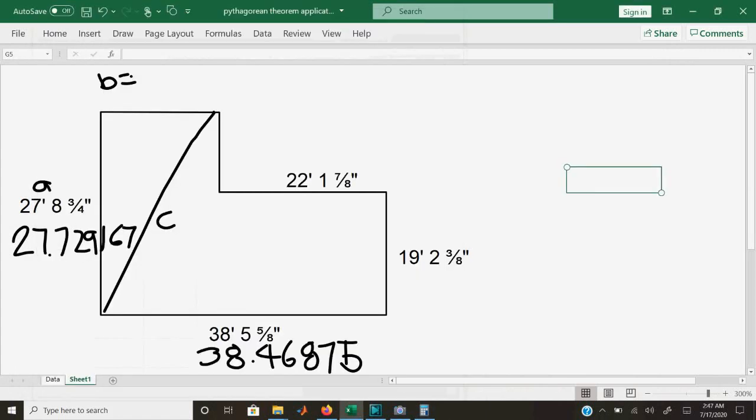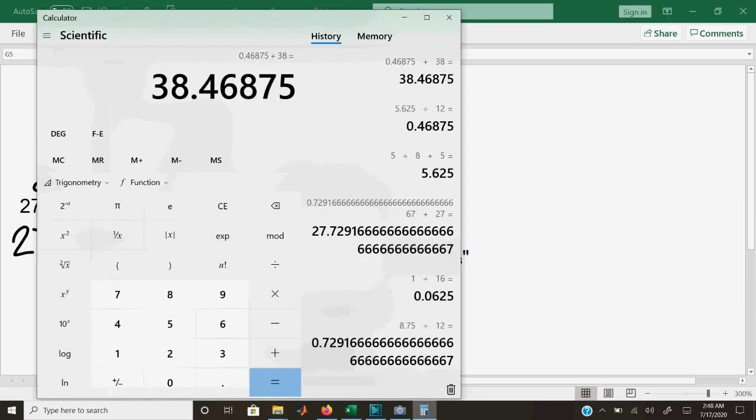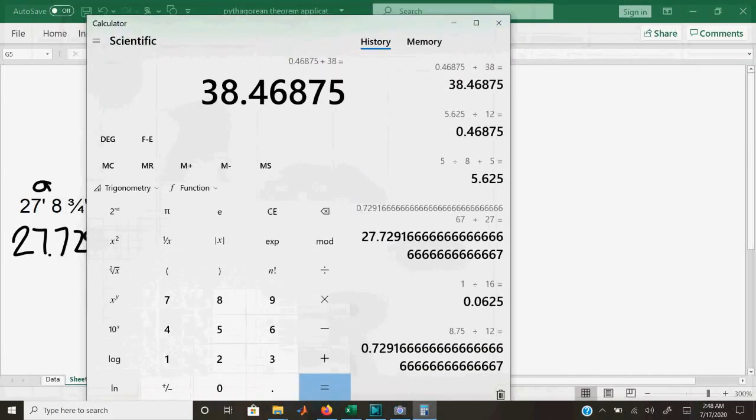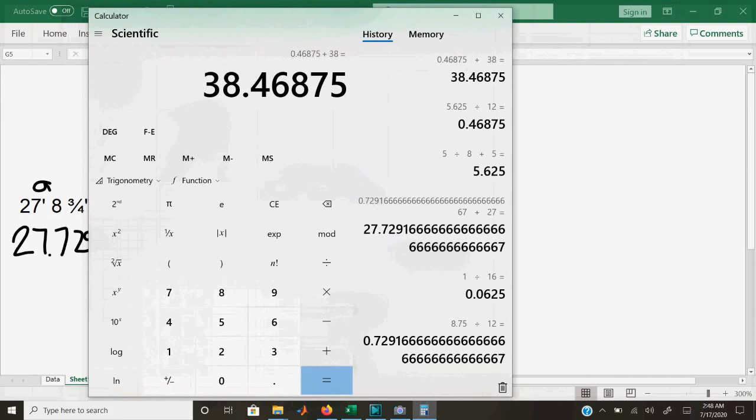Ultimately, though, that's not part of my triangle. I need that, though, because when I have a rectangle, I've cut this into 2 rectangles. This side is also 22 feet, 1 7/8 inches. So I'm going to take this number and subtract 22 and 1 7/8 inches. It's going to be a little more complicated.